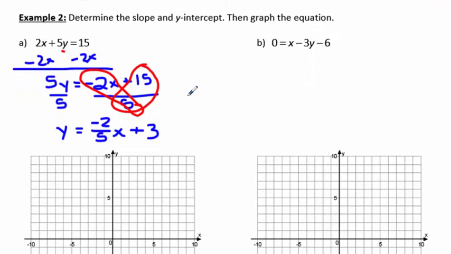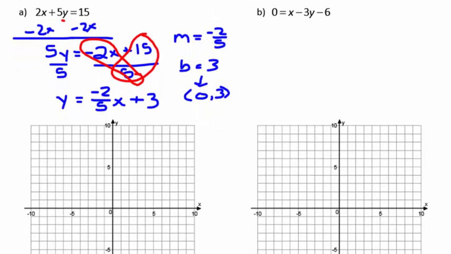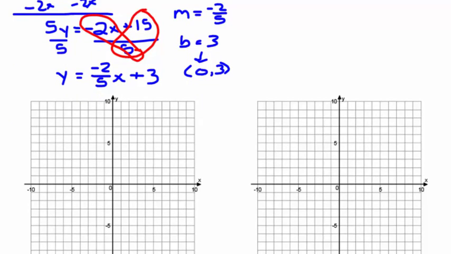Alright, so for this equation, we have a slope m of negative 2 fifths, and we have a b value of 3. A b value of 3 is going to tell us that the y-intercept is the ordered pair 0, 3. We want to graph these things. So to graph, I'm going to use my y-intercept first, 0, 3. Put my dot there. And then we want to go down 2 and over 5 for the next point.